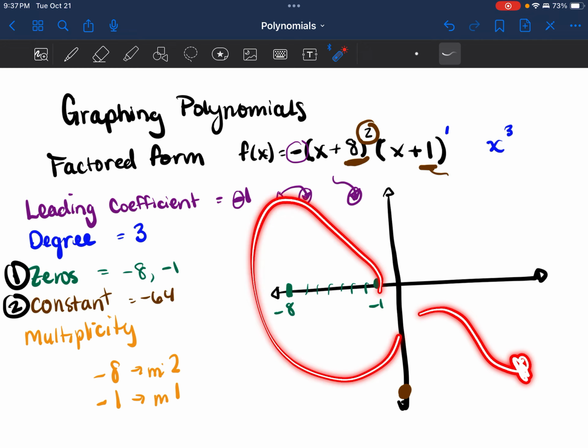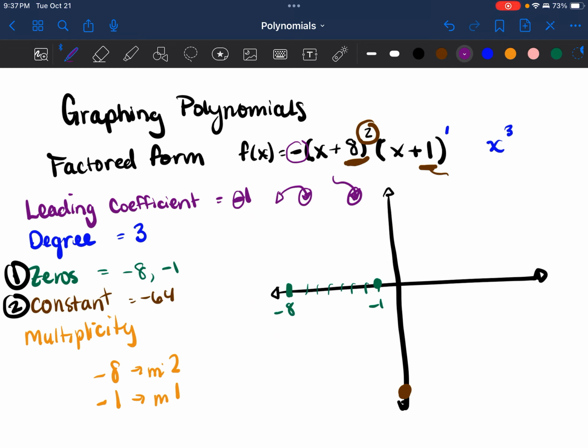And now I have to think about what's happening on this side of the graph. I can figure that out by looking at the degree. The degree tells me, because it is odd, that the end behavior of the graph is going to go in different directions. So an even would go in the same direction, but an odd is going to go in different directions. So my graph is going to look like this because it is both negative and odd.